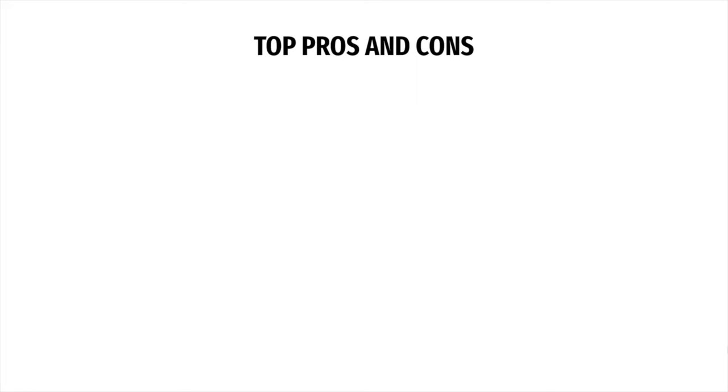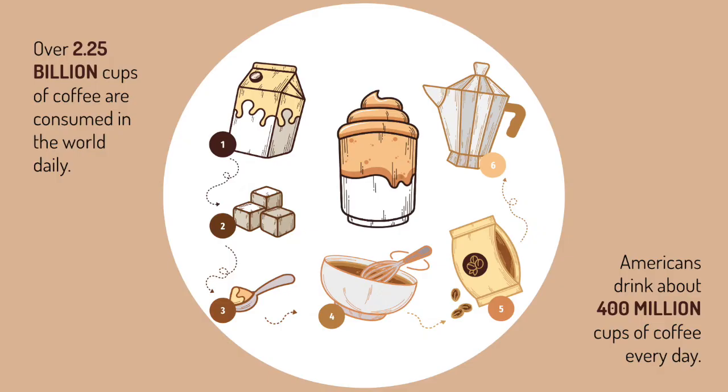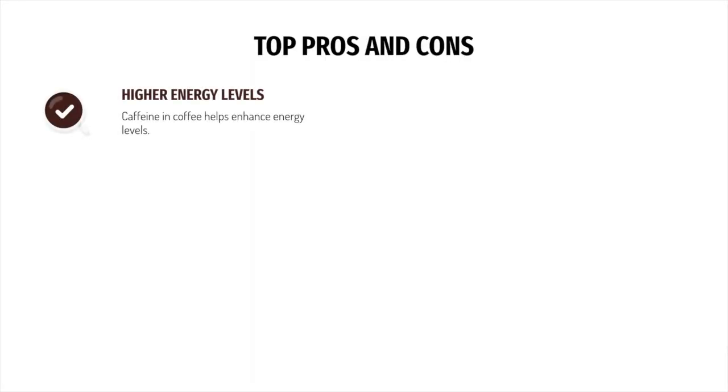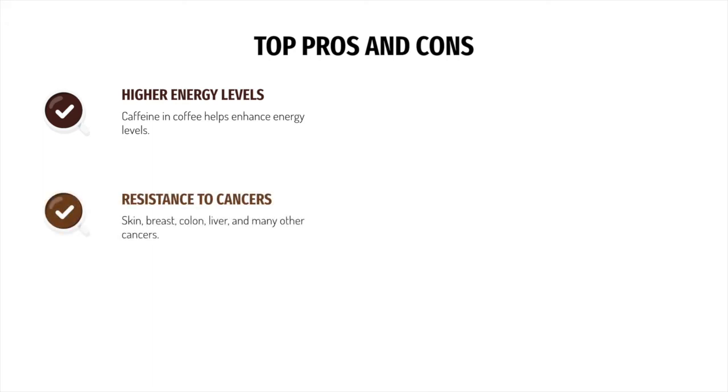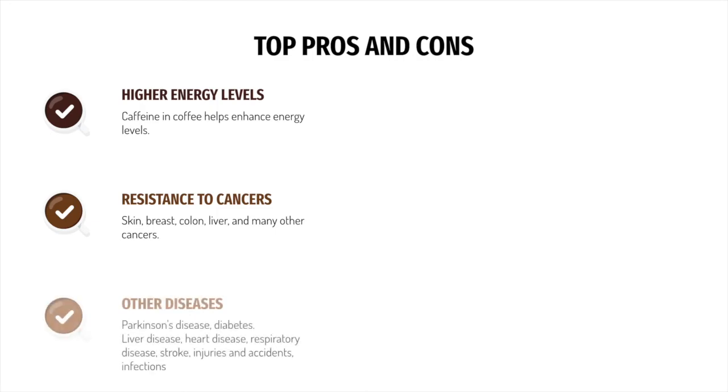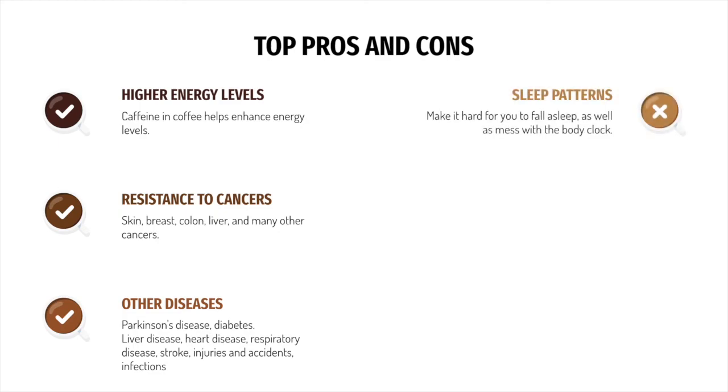There's actually much debate on the top pros and cons of coffee. With it being such a popular drink, it also has a lot of ongoing experimentation. However, let's take a look at some of the top pros and cons of coffee. First, caffeine in coffee helps enhance energy levels. It also provides resistance to cancers such as skin, breast, colon, liver, and many others, and to many diseases as well, such as Parkinson's, diabetes, liver disease, heart disease, and others.